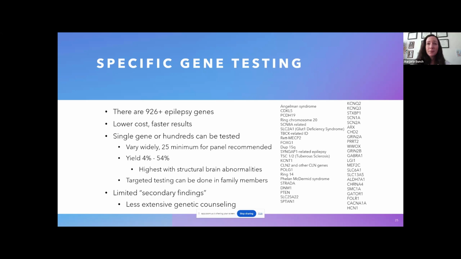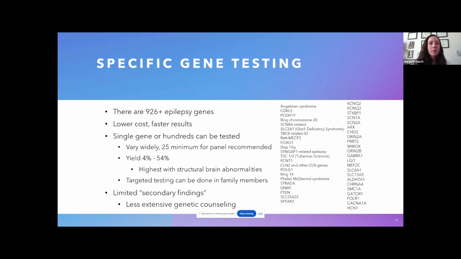And the yield can really vary. Different studies have given different numbers, anywhere from 4 to 54%, again, depending on who you're looking at. It's highest in people with brain abnormalities that are structural, because a lot of those structural abnormalities are actually caused by genetic variants. And then if one person is pinned down, targeted testing can then be done in other family members.